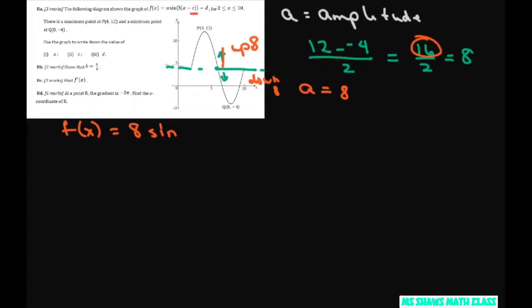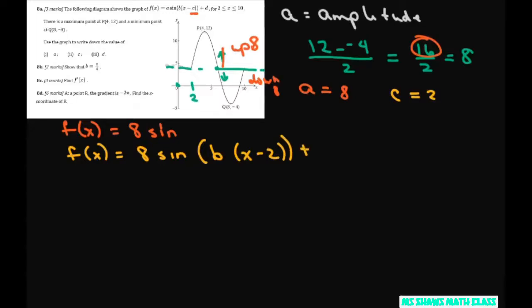Your C is your shift. Usually your sine starts at 0, but now it's starting at 2. So your C equals 2 because you're shifting to the right by 2. So f of x equals 8 sine, we still don't know b, but I'll write it down, b times x minus 2, and then we need plus d. We don't have b yet.